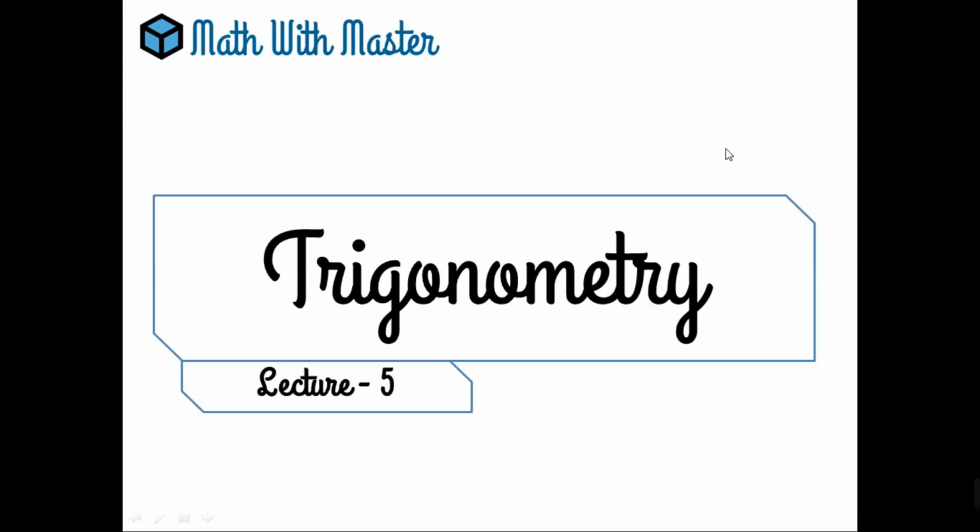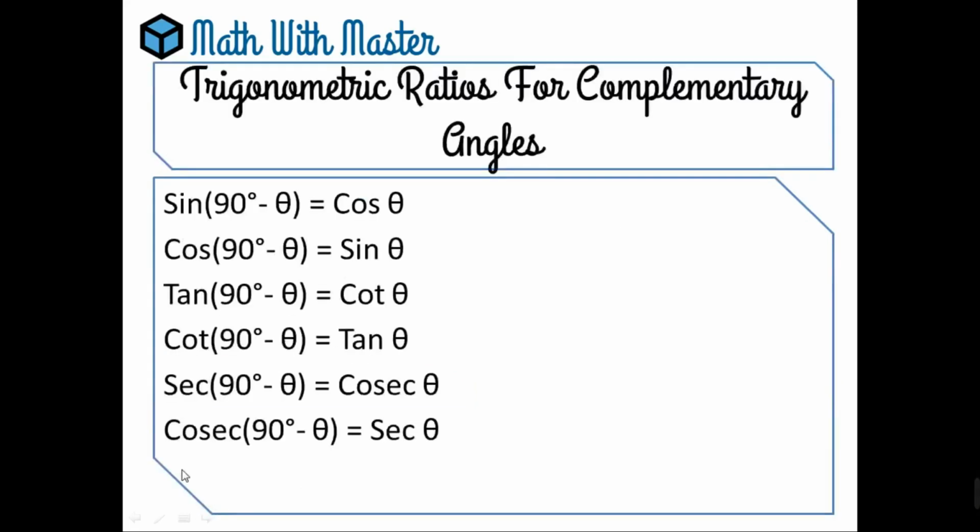Today we are going to learn trigonometry. We have successfully completed 4 lectures, and today we are discussing lecture 5. So let's move on. In the last lecture we discussed that sin(90° − θ) is cos θ, cos(90° − θ) is sin θ, tan(90° − θ) is cot θ, cot(90° − θ) is tan θ, sec(90° − θ) is cosec θ, and cosec(90° − θ) is sec θ.